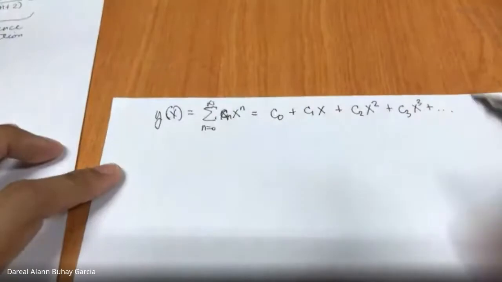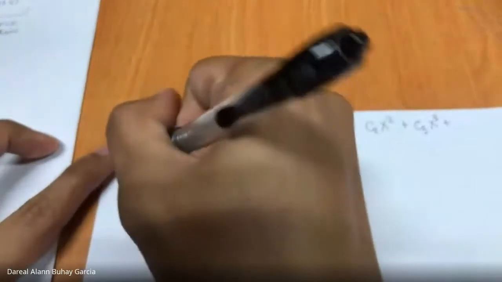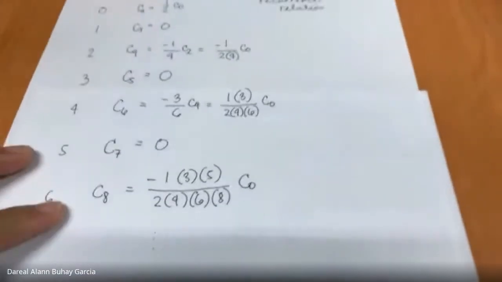So, if we rewrite it, y is equal to, before that, I made a mistake earlier.